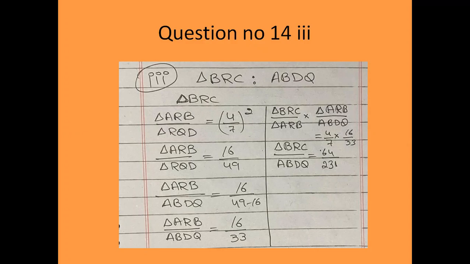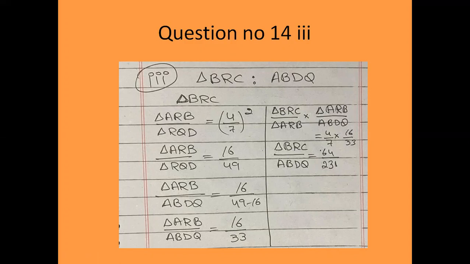Another thing I know is the ratio of triangle BRC with triangle ARB. So I will write here triangle BRC by triangle ARB into triangle ARB by the trapezium ABDQ. This and this will be cancelled. I know this value, that's 4 by 7. I know this value, that's 16 by 33. So on the left side, you are left with triangle BRC divided by ABDQ, and that will be 64 by 231. So this is how you do question number 14, third part.